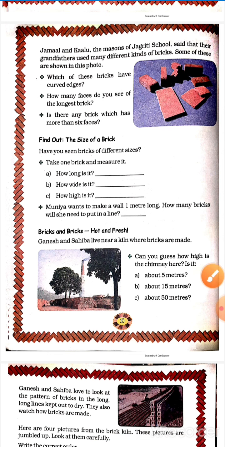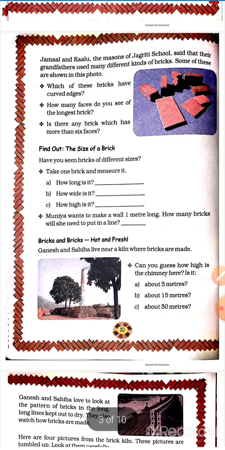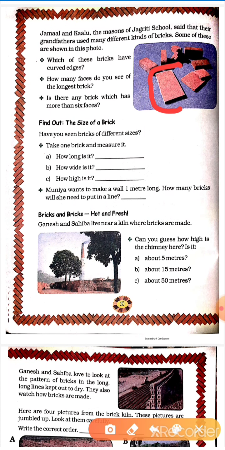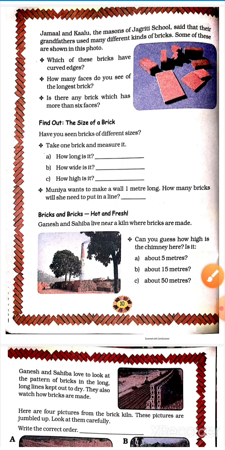Next, how many faces do you see of the longest brick? You can see the longest brick in the image. This is the longest brick. We can see only two faces of this brick. This is one and on this side it is one. So we can see two faces in the longest brick. Is there any brick which has more than 6 faces? Yes, you can see it in the third brick. In that brick we can see so many faces.